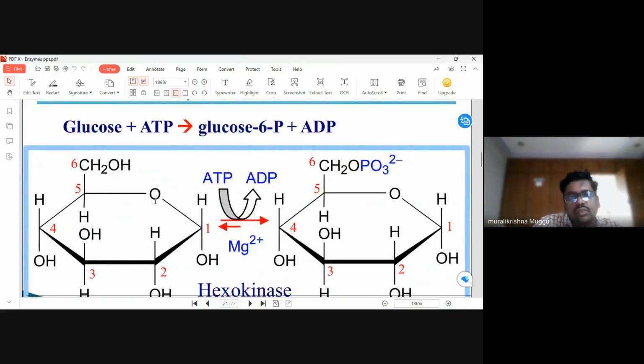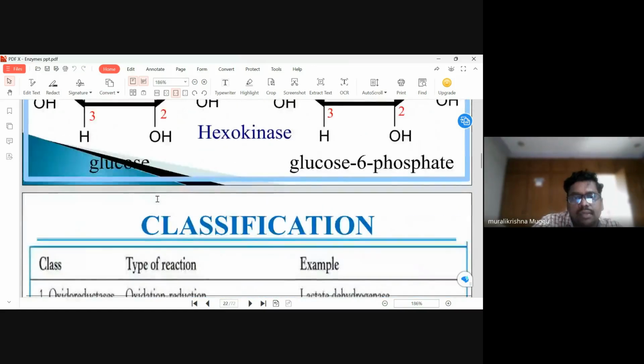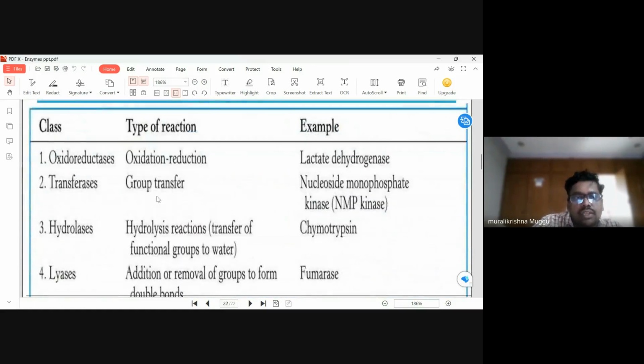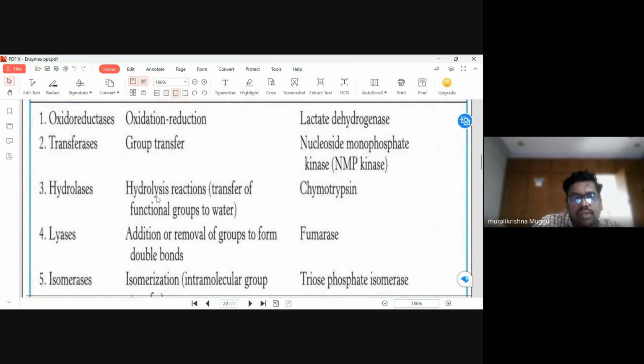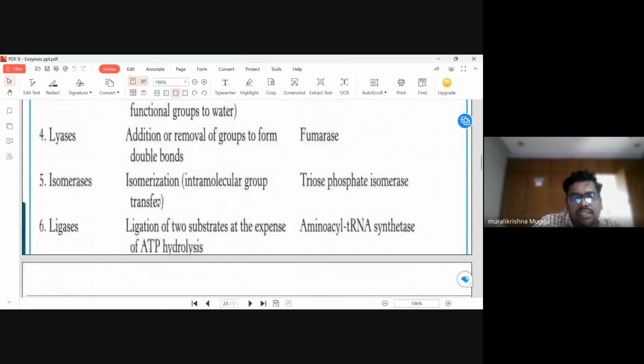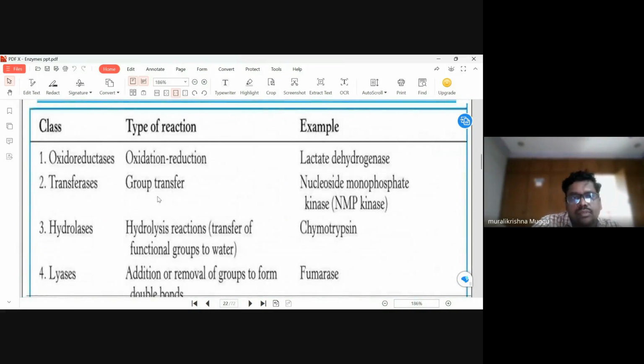Hexokinase catalyzes glucose to glucose 6-phosphate. Glucose plus ATP gives glucose 6-phosphate. So the total classification: oxidoreductases, transferases, hydrolases, lyases, isomerases, ligases. In the slides you can see the examples. The first class, oxidoreductases, helps in oxidation and reduction reactions. Example, lactate dehydrogenase, which is involved in oxidation-reduction.